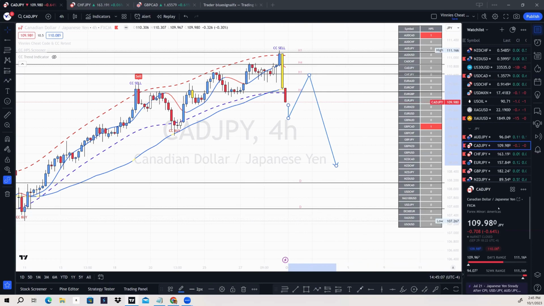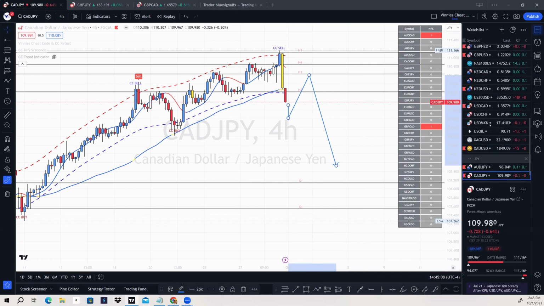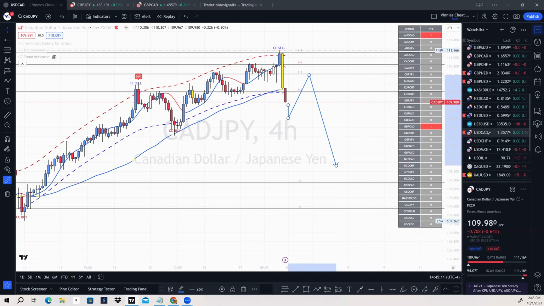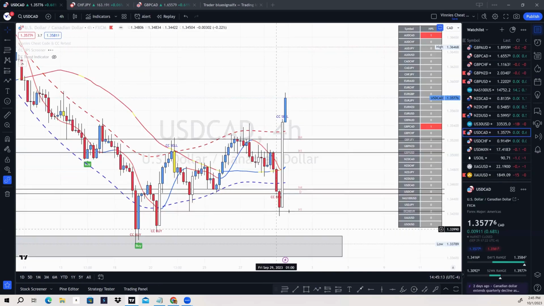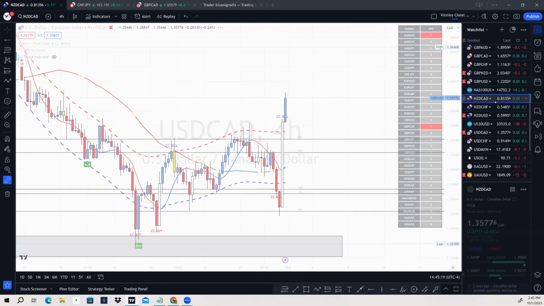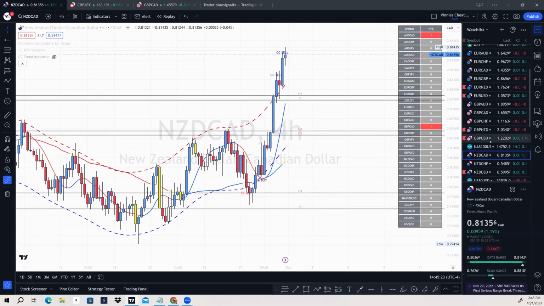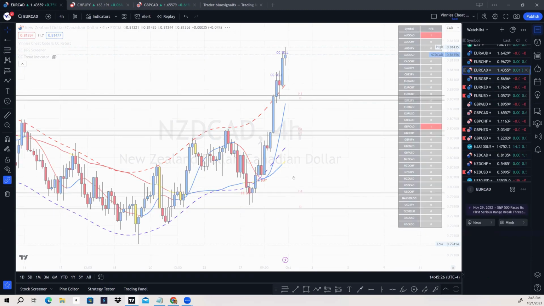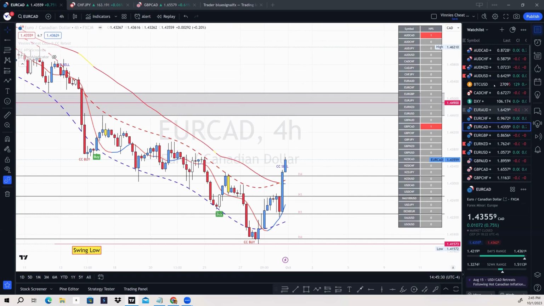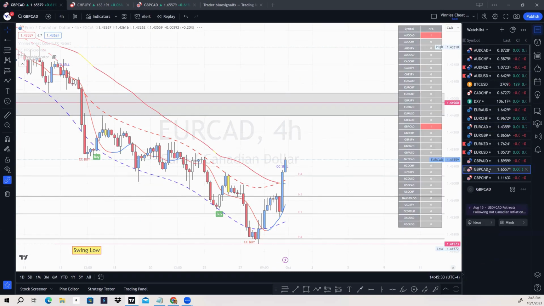All right. So all the CAD pairs, like USD CAD, are buying right now. Okay. Told you guys to buy USD CAD. NZD CAD. Told you guys to buy NZD CAD. That headed up. Euro CAD also finally starting to go up. And GBP CAD is another pair. Okay.